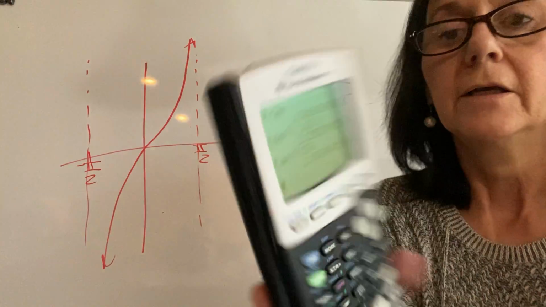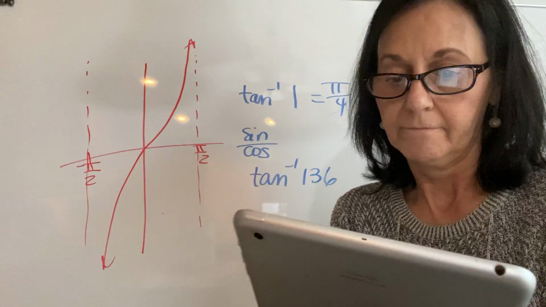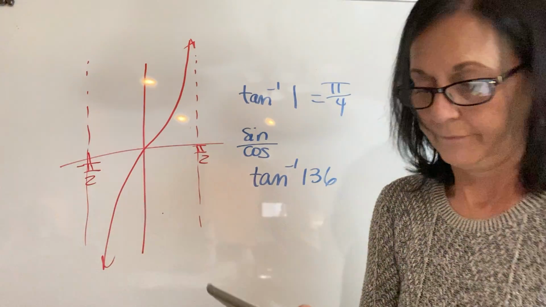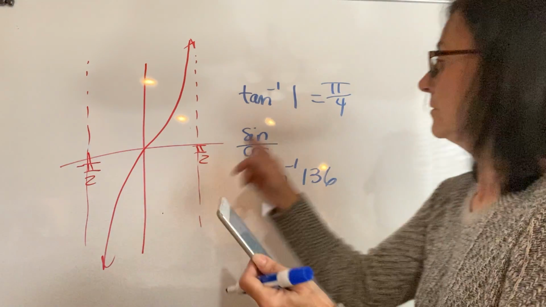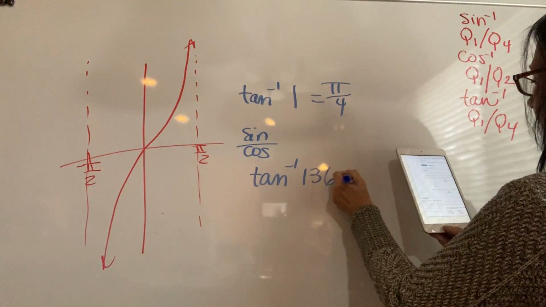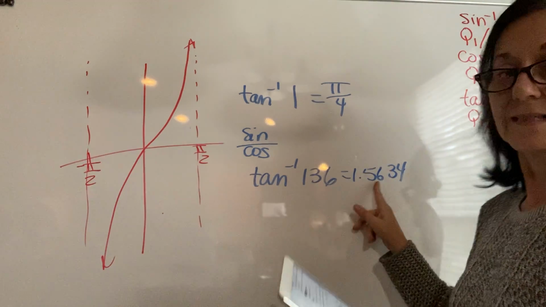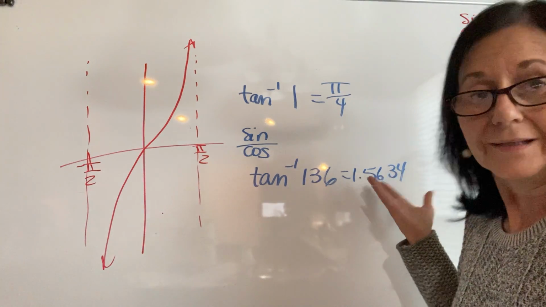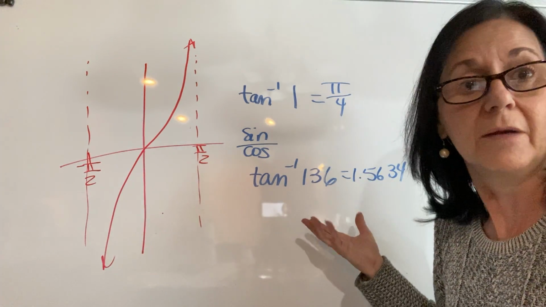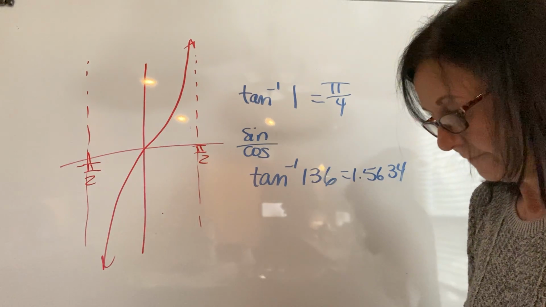It's really close to pi over 2. So it's 1.5634 radians. This is radians. I know it's strange to have just a number, but really, pi over 2 is really a number. Pi is really a number, right?